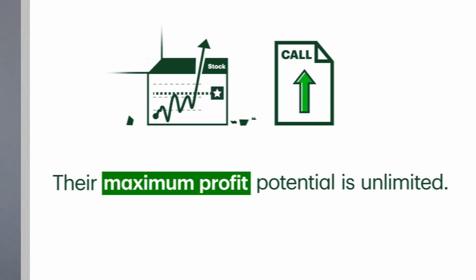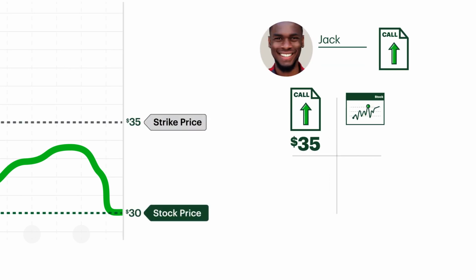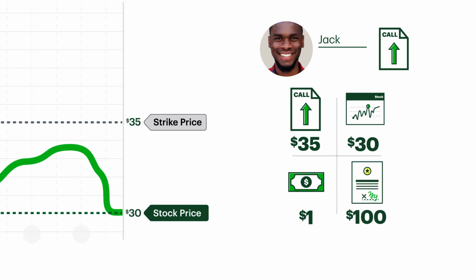Let's look at an example. Keep in mind, this example doesn't include commissions and other fees. Ensure you understand your broker's fee schedule before trading options. An option trader named Jack buys a $35 call when the underlying stock is trading at $30. He pays $1 for the option that has a multiplier of 100 for a total premium of $100.